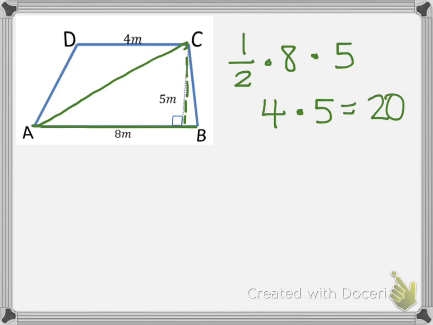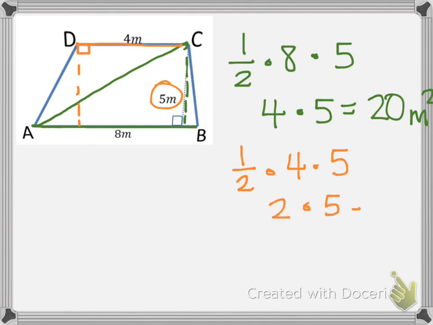Let's see, we've got meters there. 20 square meters. And then the triangle on the top has a base of 4 and the same height, right? If I made a height there, it's the same height, which is 5 meters. So this one is 1/2 times the base 4 times the height 5. And half of 4 is 2. So 2 times 5 is 10 square meters. And then I just add those two together. 20 plus 10 is 30 square meters. And that's the area of the trapezoid.